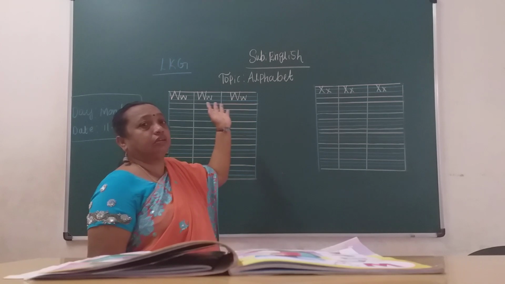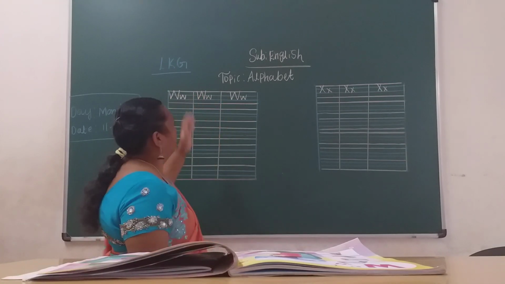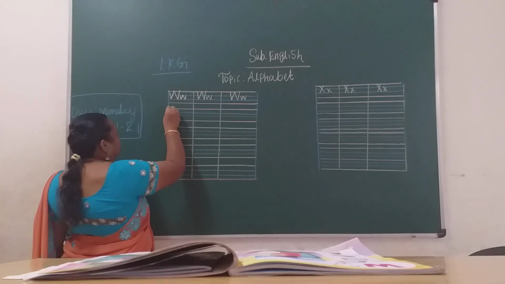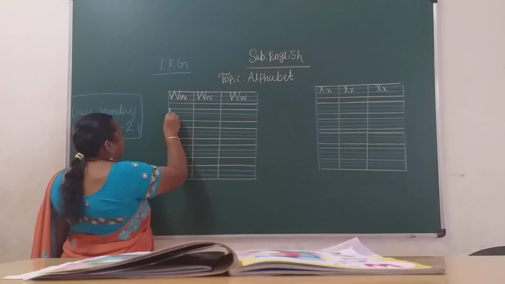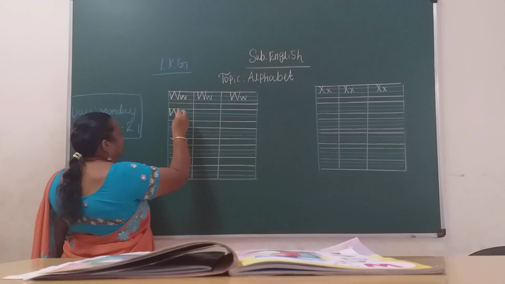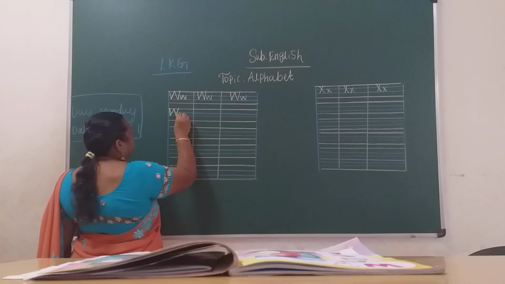Last class we finished V. Today we are going to write W. How to write W, children? Touch the red line, come down, again go up, touch the red line, come down, again go up. W. W for watch, called W.